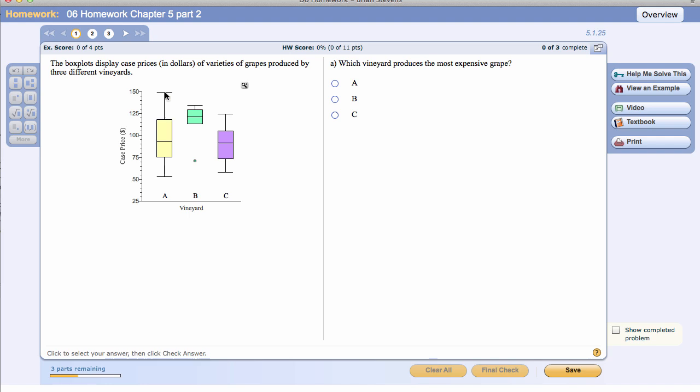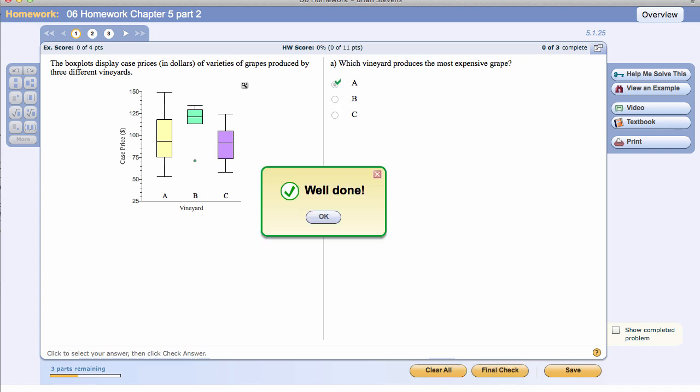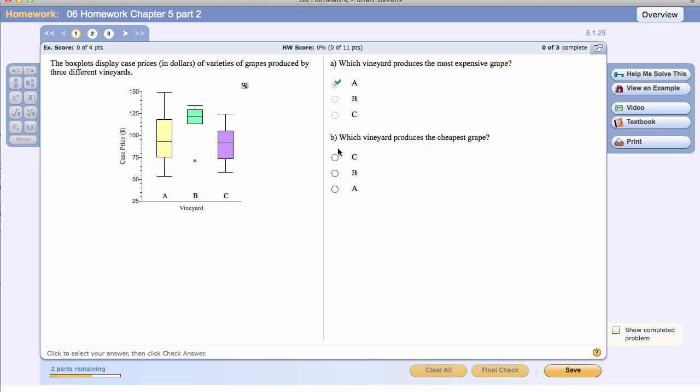So which vineyard has the most expensive grapes? Well, that would be A, because of the max for A. Also, be careful. A lot of times they reorder these, so watch out. It won't always be in ABC order. Which vineyard produces the cheapest grapes? Well, that's also A. They have the cheapest.